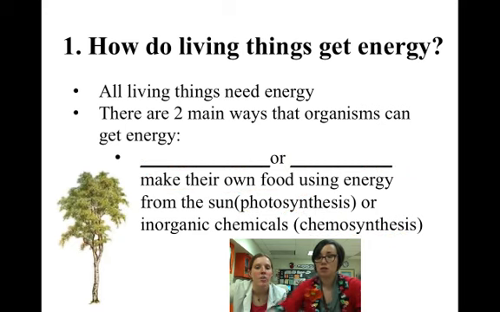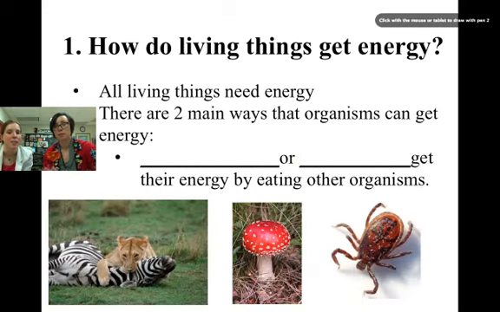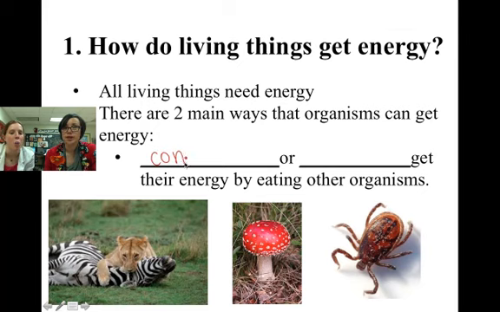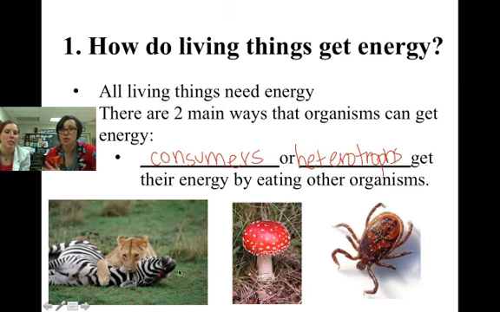All right. So the other way that organisms can get their food is by being consumers or heterotrophs. And consumers consume things from their environment. So they're getting their food from an outside source. So they're not making their own food.